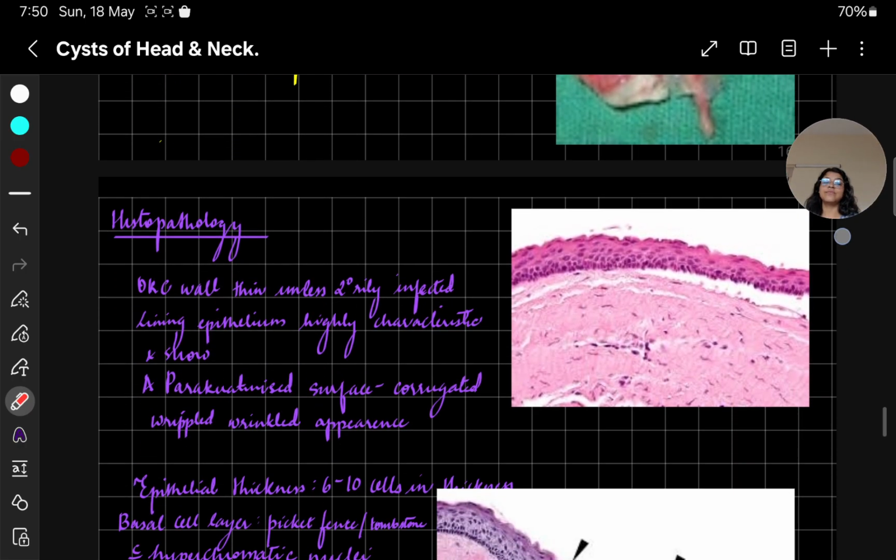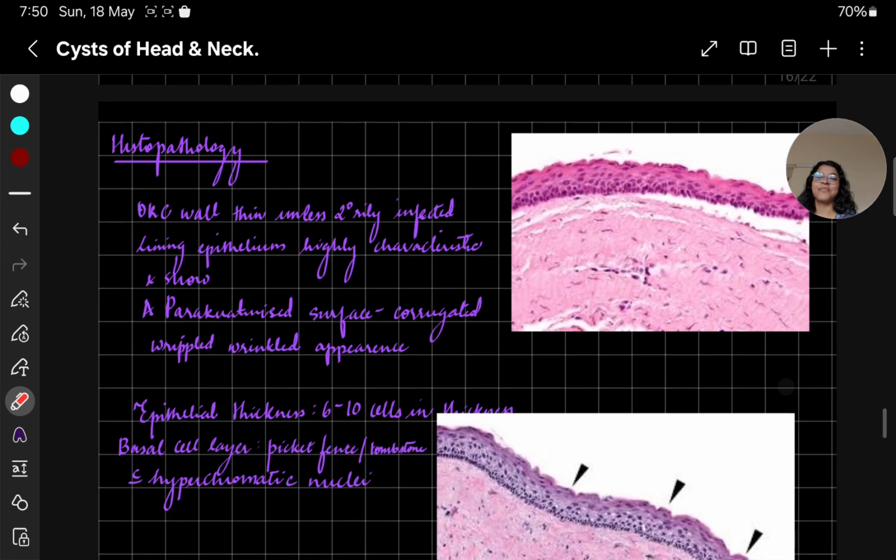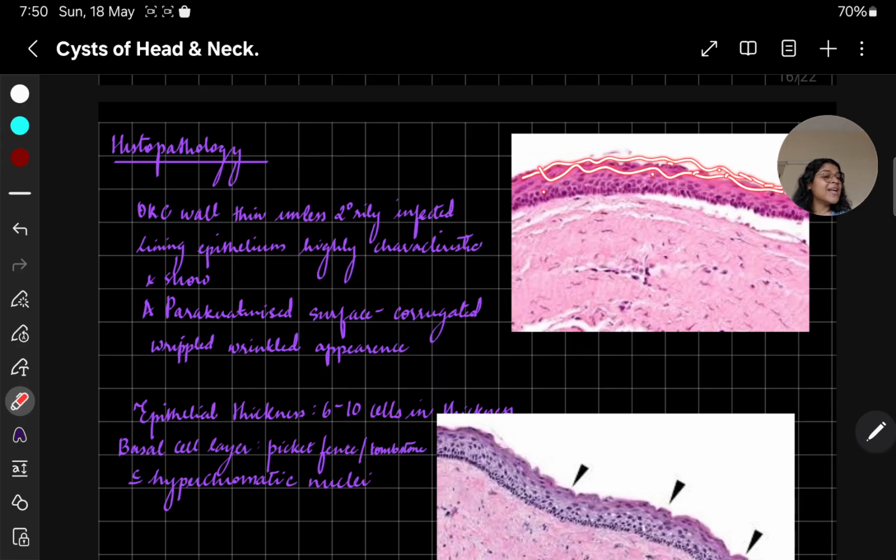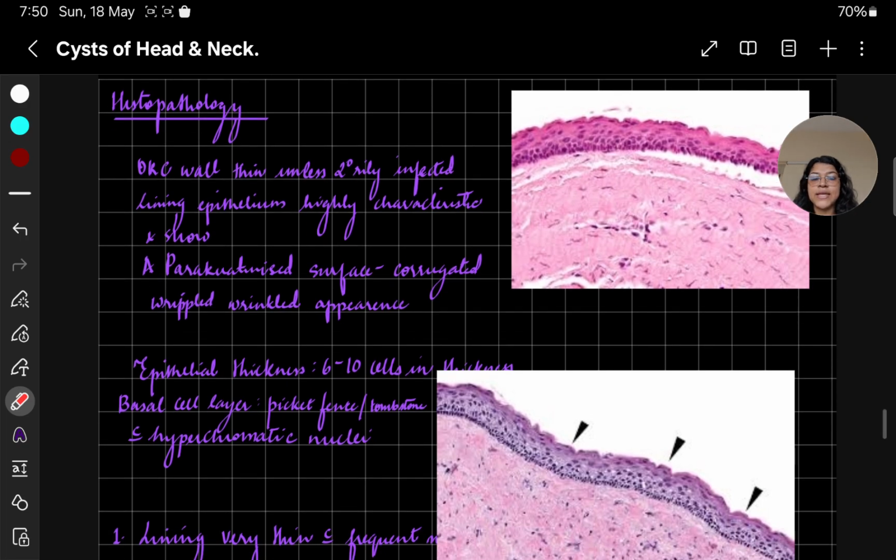Now we come to the histology, which we have all come for. Histology. OKC wall, I just told you in the definition itself, is thin unless secondarily infected, and the lining epithelium is highly characteristic and shows a parakeratinized epithelium. You will have small pyknotic nuclei. That is the appearance: stratified squamous parakeratinized epithelium with pyknotic nuclei. And there is a rippled and wrinkled epithelium appearance. You see in these photos. Epithelial thickness is 6 to 10 layers.